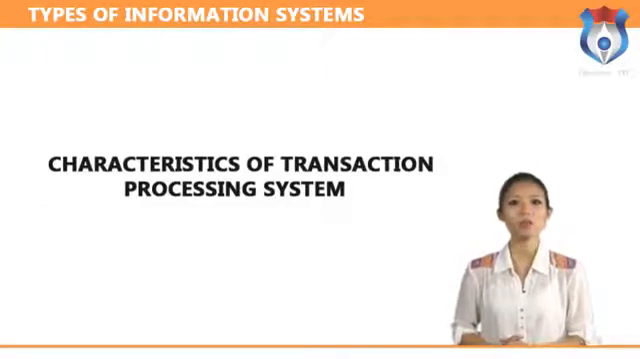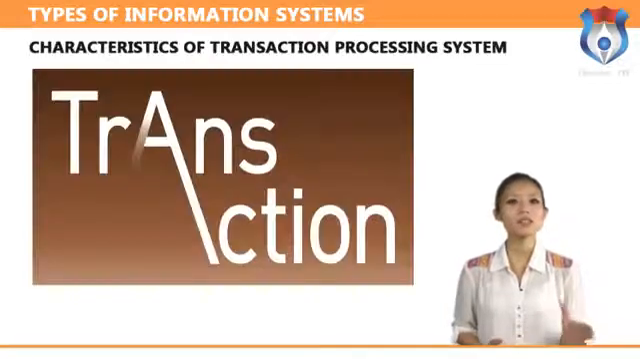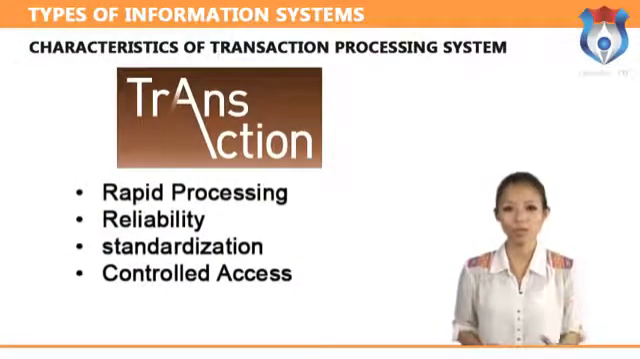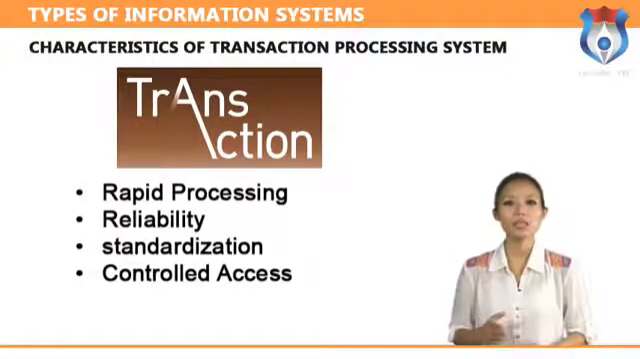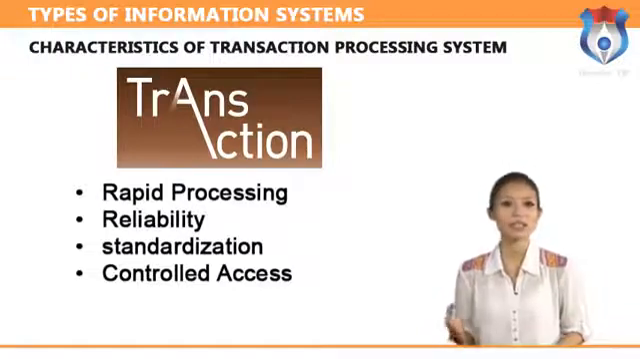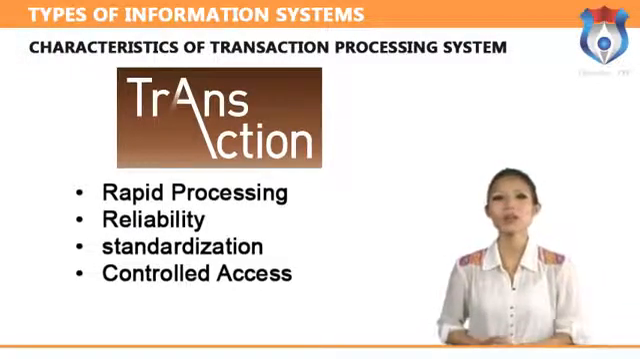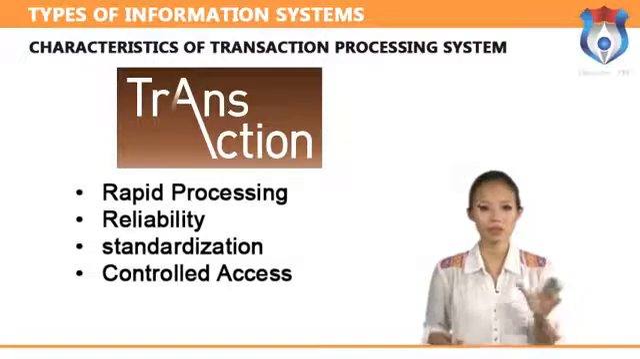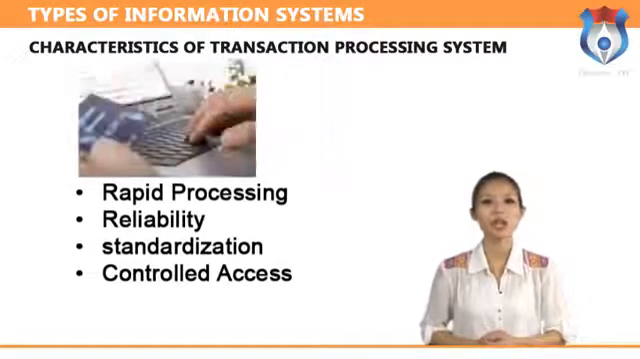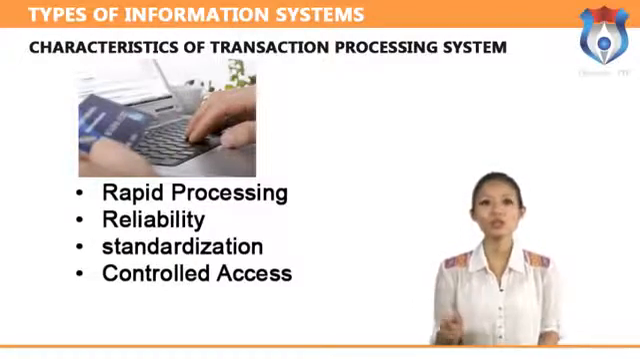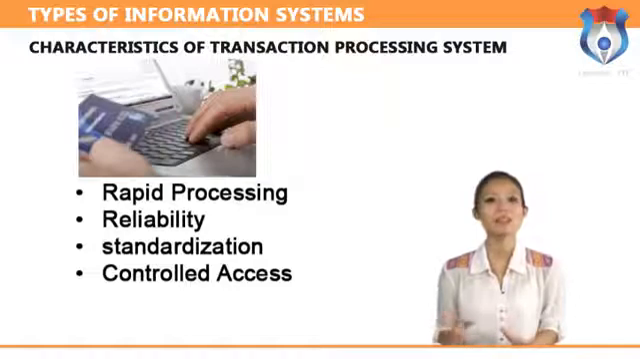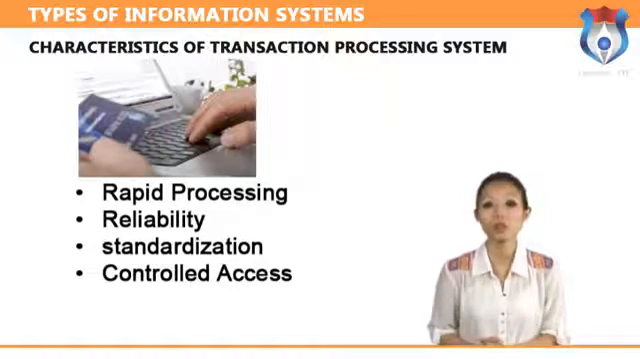Characteristics of transaction processing system. Let us discuss the main characteristics of transaction processing system in detail. Rapid processing. TPS systems are designed to process transactions virtually instantly to ensure that customer data is available to the processes that require it. Reliability. TPS systems must be designed to ensure that not only do transactions never slip past the net, but that the systems themselves remain operational permanently.